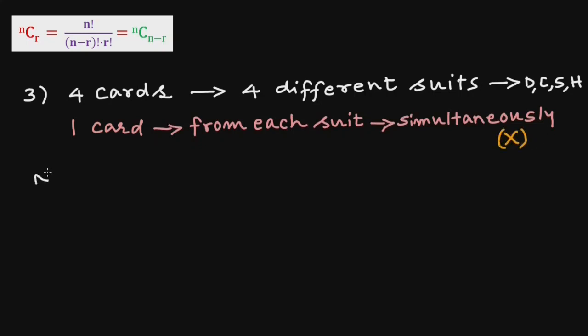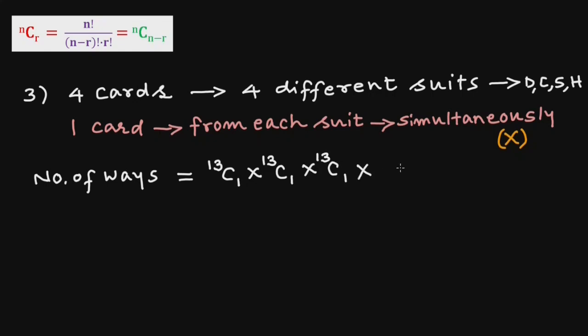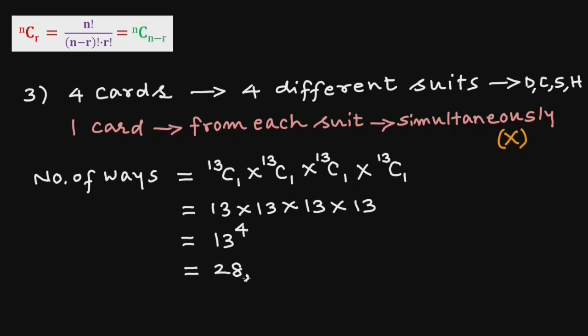So the number of ways these 4 cards from 4 different suits can be selected will be: one card from 13 diamond cards, multiplied by one card from 13 club cards, multiplied by one card from 13 spade cards, multiplied by one card from 13 heart cards. This will be 13 multiplied by 13 multiplied by 13 multiplied by 13, 13 raised to 4, 28561 ways.